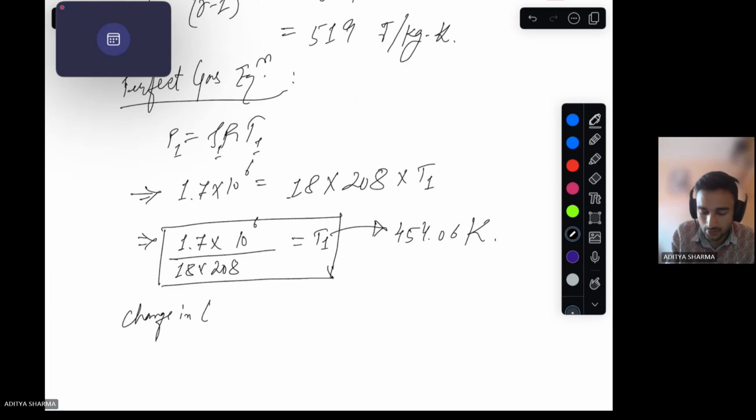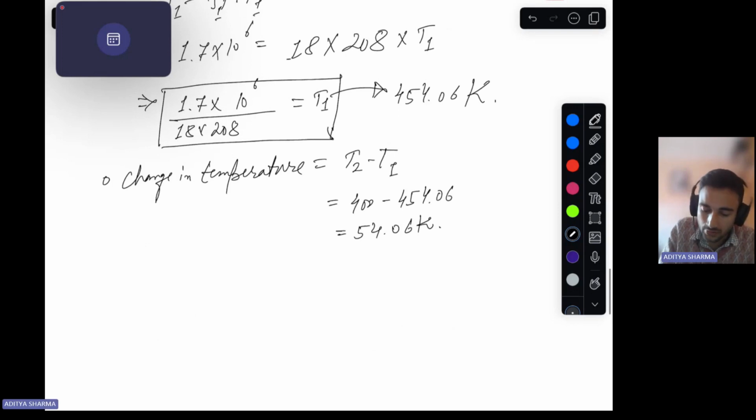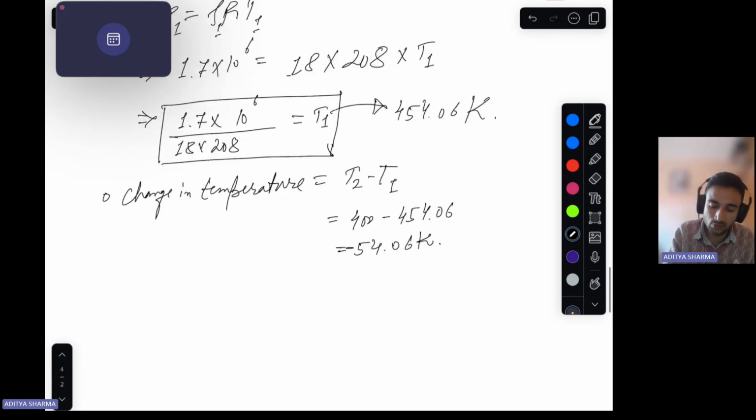So the change in temperature now we have as T2 minus T1, which is 400 minus 454.06. That is minus 54.06 Kelvin.